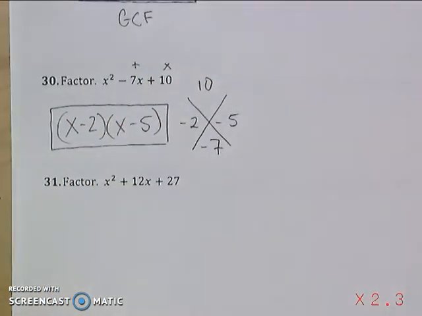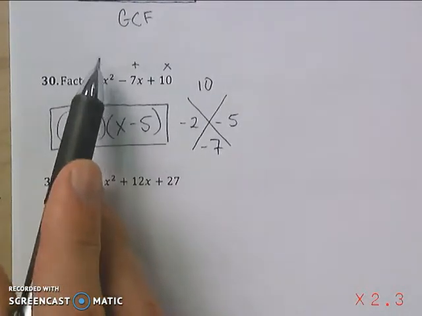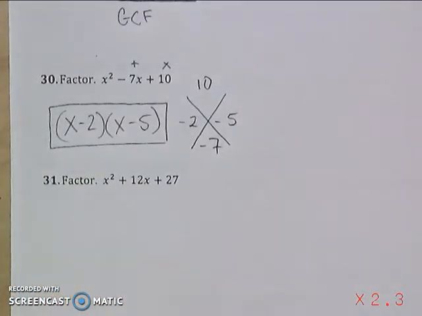The way we taught you this before was to split that middle term, right? That's going to happen. We're going to save that for the problems where we don't have a 1 in front of my x squared term like I do for 30 and 31.